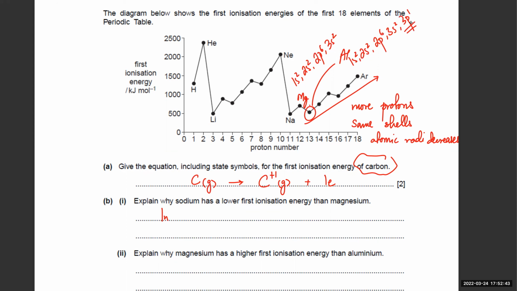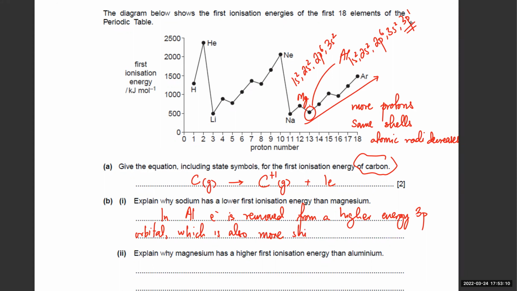So what you're going to write is: in aluminium, the electron is removed from a higher energy 3p orbital, which is also more shielded, compared to the 3s orbital in magnesium.